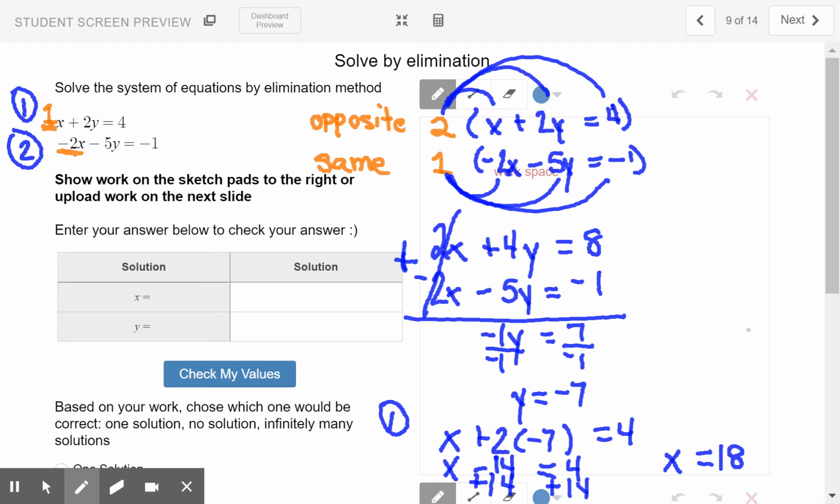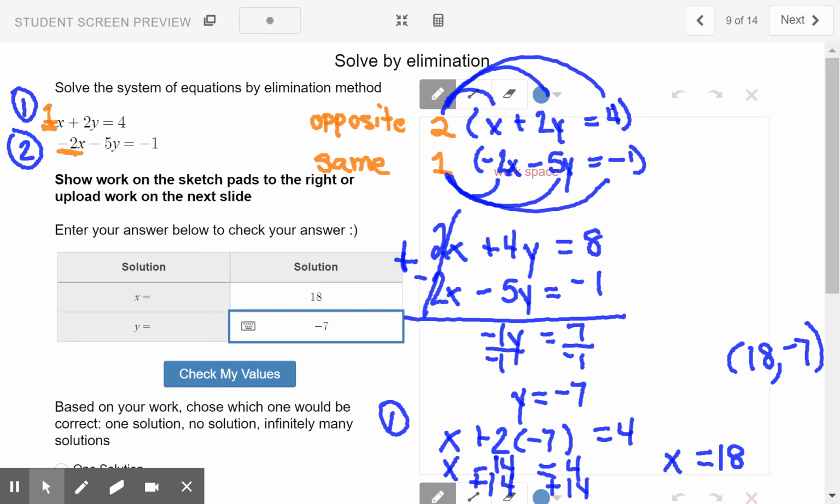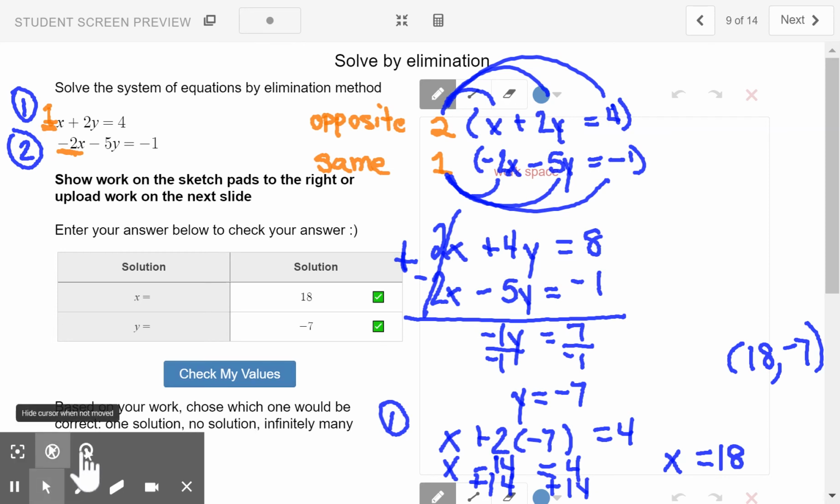Now remember, our goal here is to put the answers together to make the actual answer, which is 1 solution. It's an ordered pair. So our ordered pair, our x is 18, our y is negative 7.